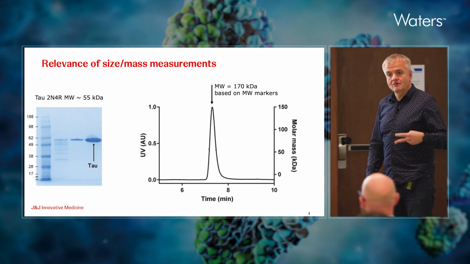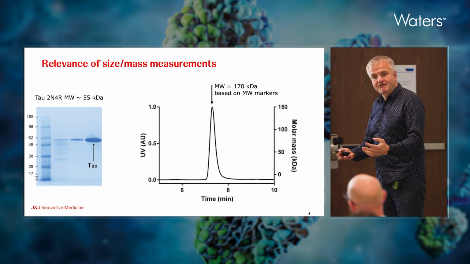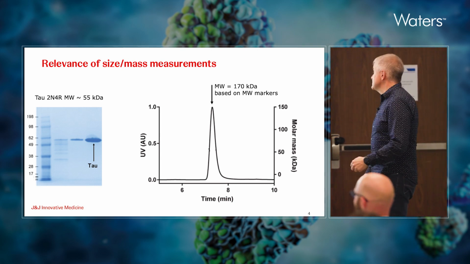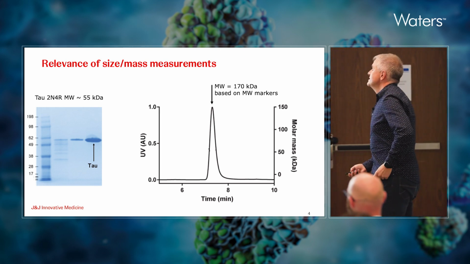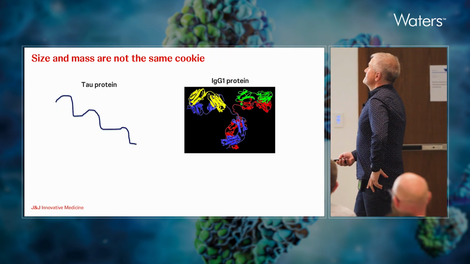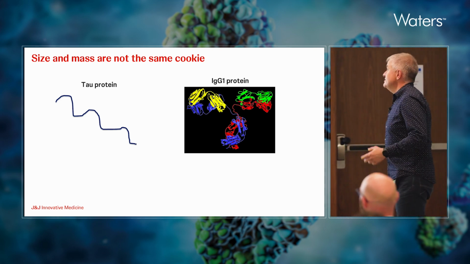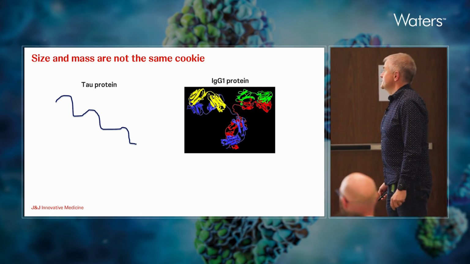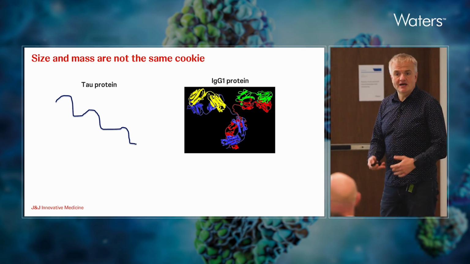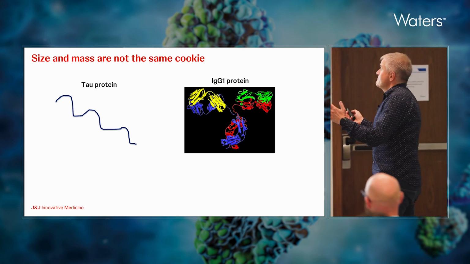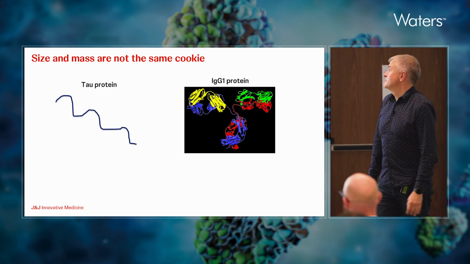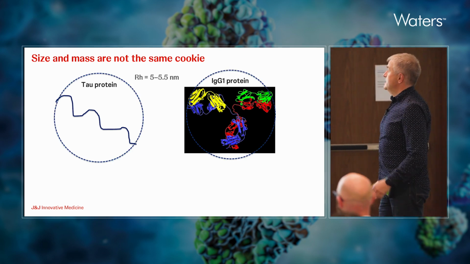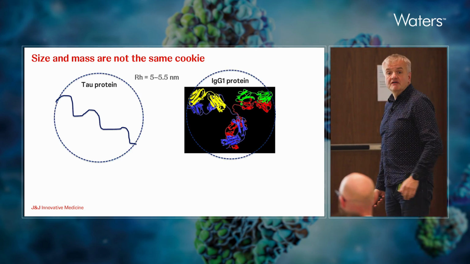Either we are on the path to get the Nobel Prize, to kind of finding the critical nucleus that's responsible for aggregation, or we don't know what we are doing. Now, but then we remember size and mass are not the same thing. So tau protein, highly unstructured. IgG1 protein, not quite unstructured, quite packed. They both have a hydrodynamic radius of 5.5 nanometers.